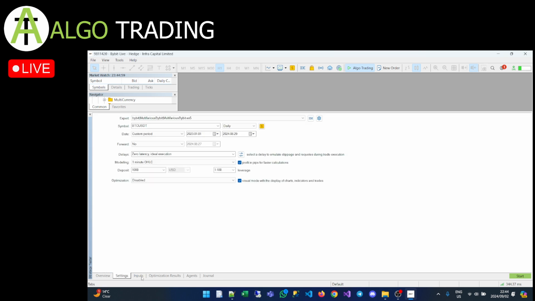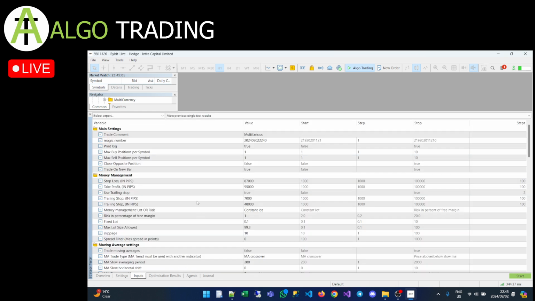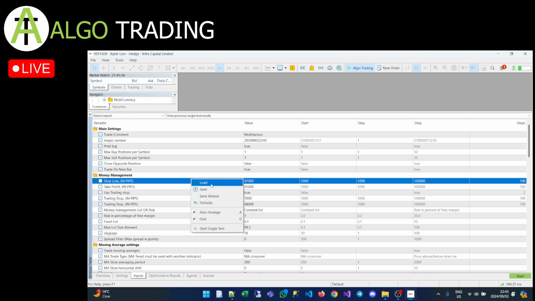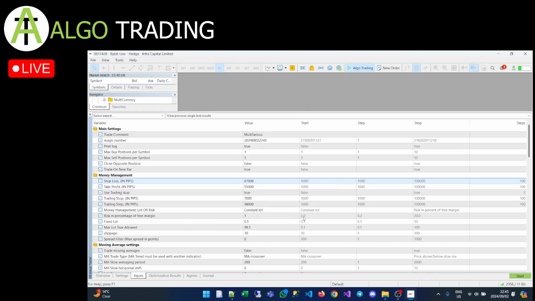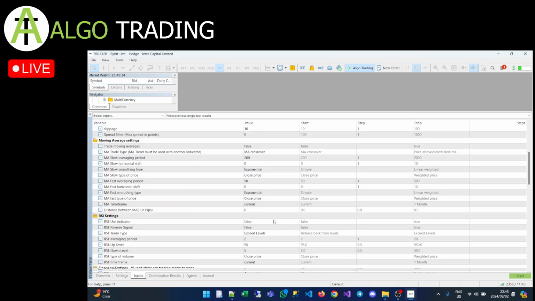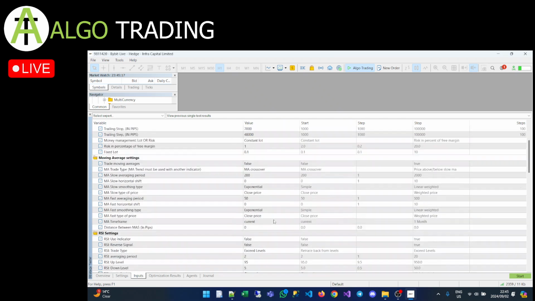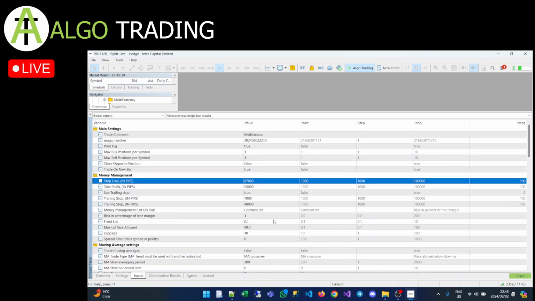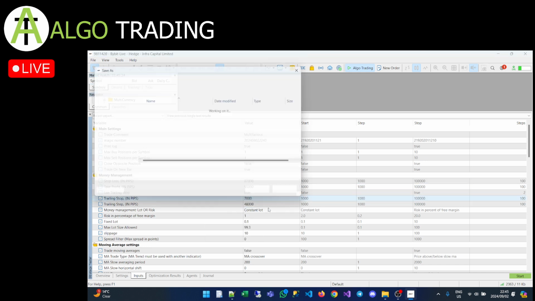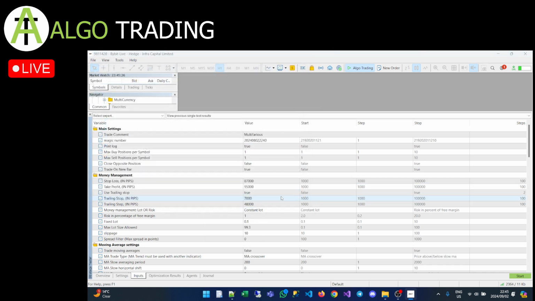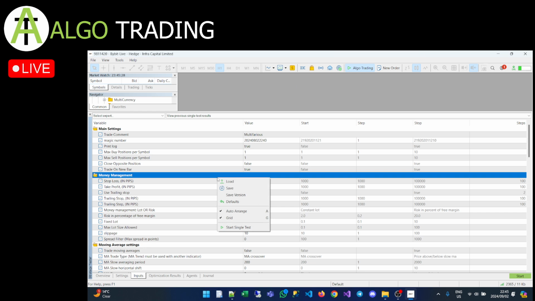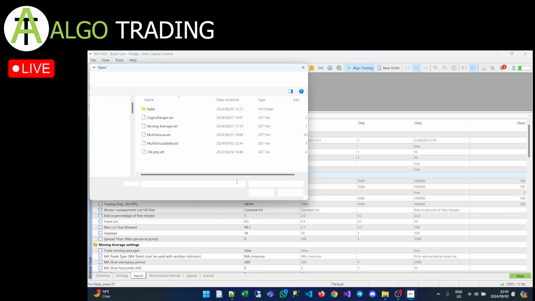Okay, so let's go into one of my set files that I created. So I'm going to load my set file. So by loading a set file, okay, so let me explain to you. A set file is basically a predefined set of all of these input parameters. So when you find a group of settings that you like, you could right click and save it, and then that will save your own set file. Or if you have set files that are already saved, you can load them.